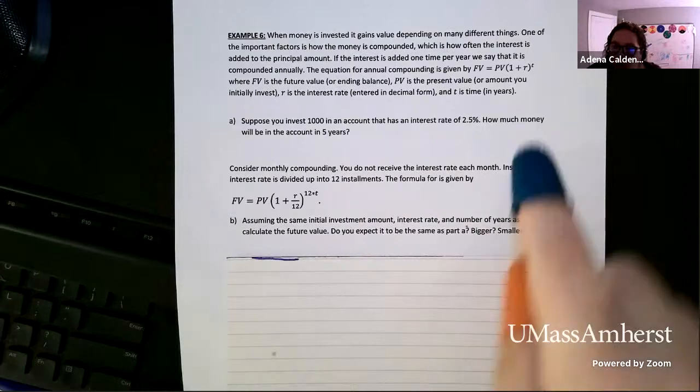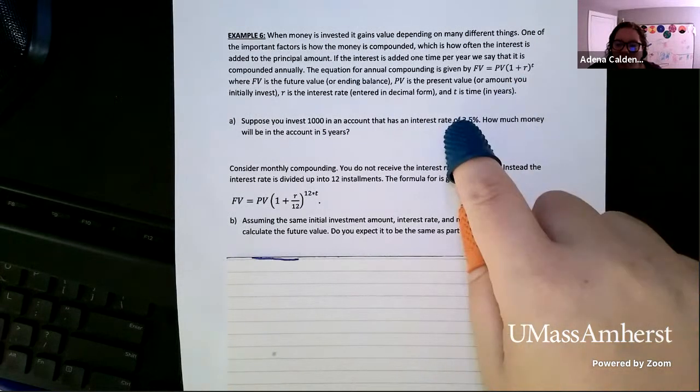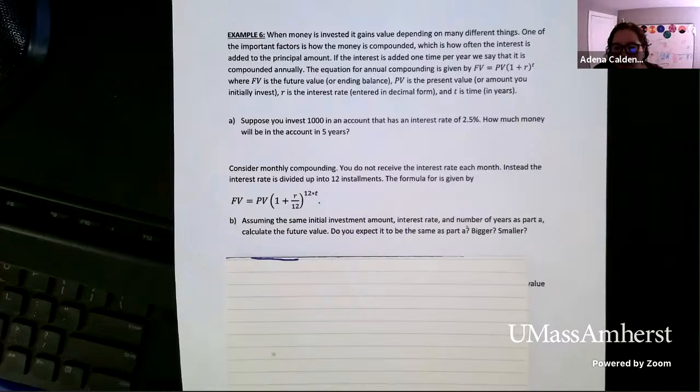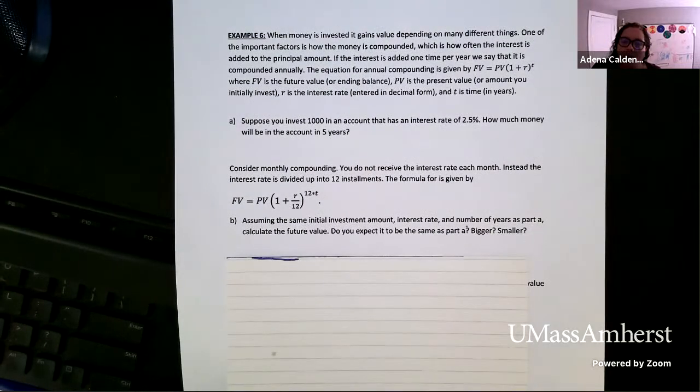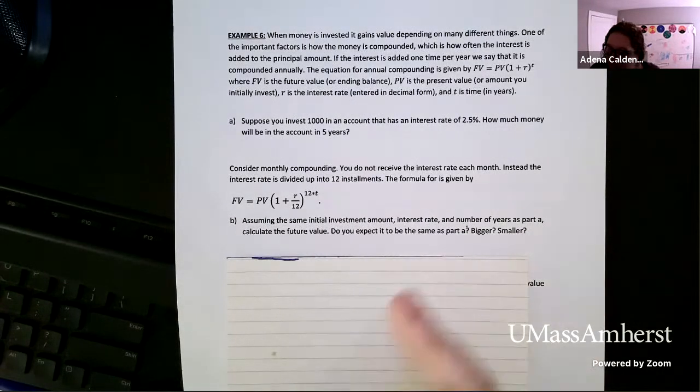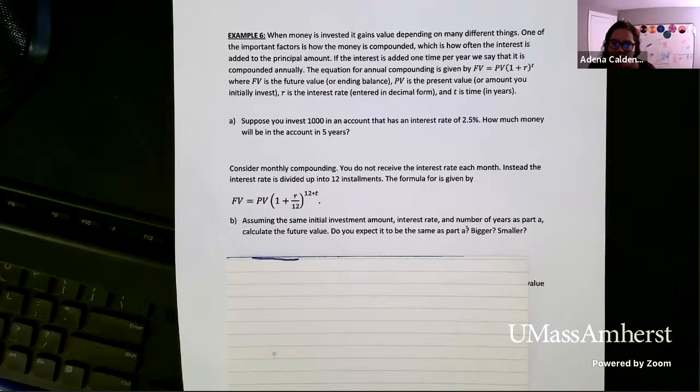So that's R, but we can't use this as a percentage. We'd have to convert it to a decimal first. Then the question is, how much money will be in the account in 5 years? So we need to plug in 1,000 for present value, 0.025 for R, and time equals 5. Okay, so you're going to do that in a minute.